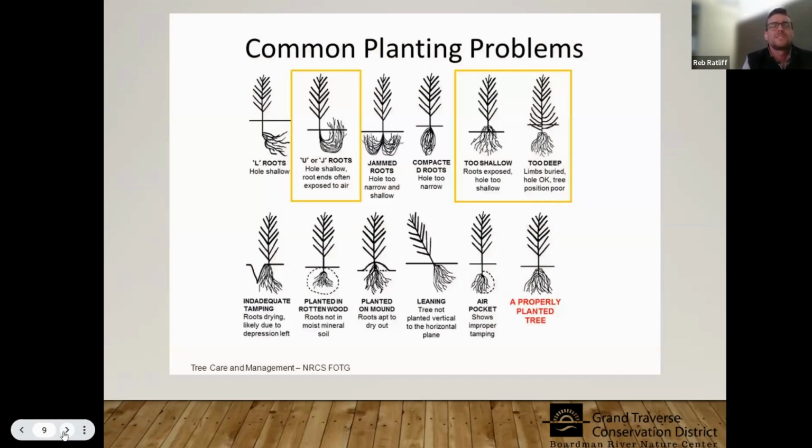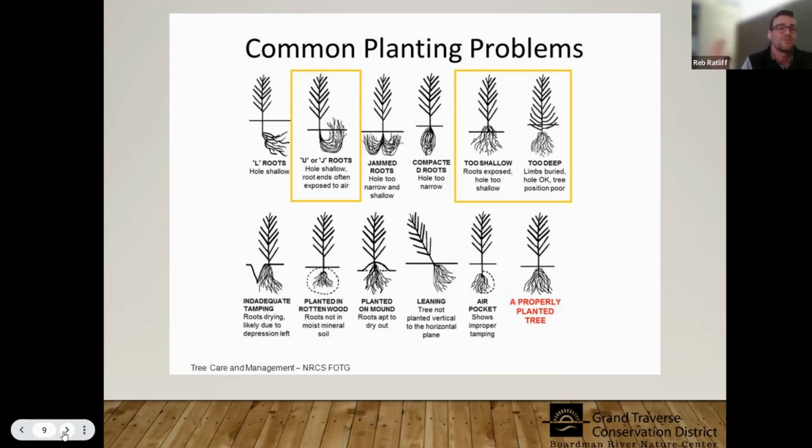A nice little NRCS diagram here of some common planting problems. The two highlighted in yellow are the ones that I tend to see our volunteers at our volunteer events do the most. Even a 12 to 18 inch seedling will often have an 18 to 24 inch long root system, depending on the species. If you don't think you can dig a hole that deep, you're better off just taking some scissors or hand pruners and shortening up the tips of those roots before doing something like that diagram that says a U or J root.